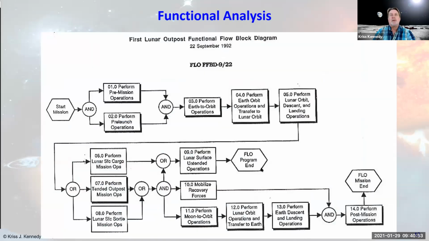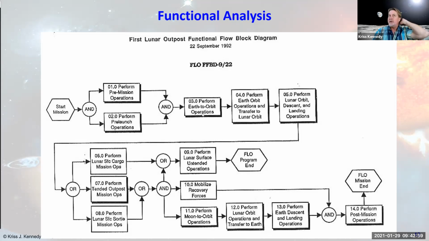So this is an example of functional analysis for first lunar outpost, which was done obviously a long time ago, but it's a good example. You start the mission and you have two aspects of it. You perform pre-mission operations and pre-launch operations. And each one of these blocks is depicted by the shadow, which means that you can dive down into each one of these categories, these functional operations or performs, and further define or decompose those functions.